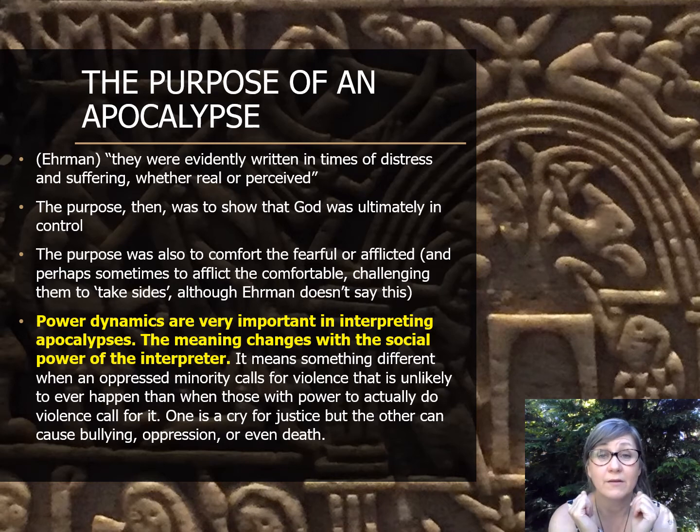So that's why Ehrman chose to use the historical method for this chapter of the textbook, to show that the context in which this book was written has a major impact on its meaning. And in a new context, it can mean very differently.